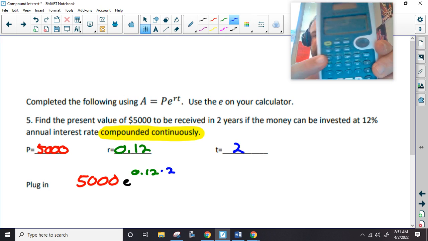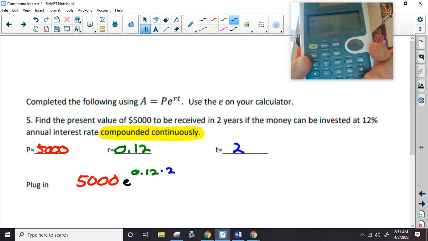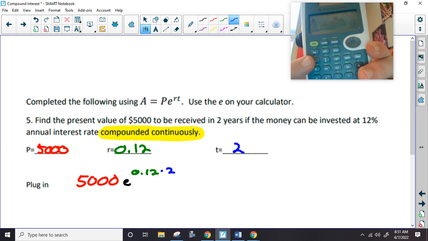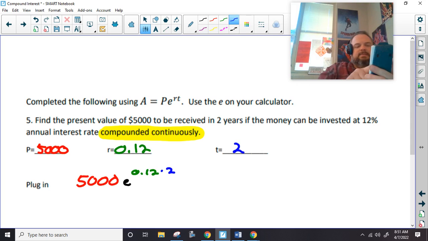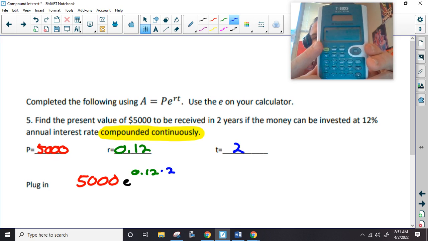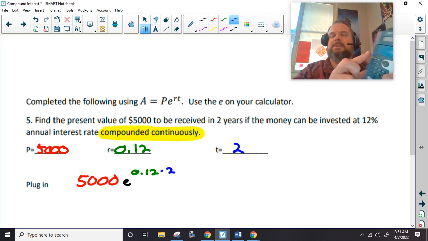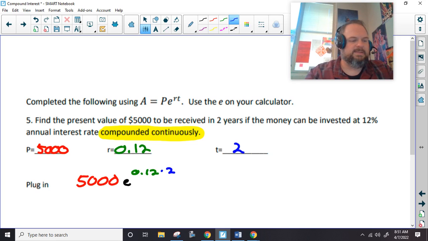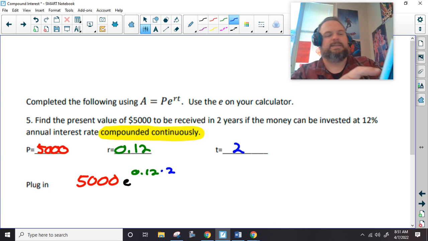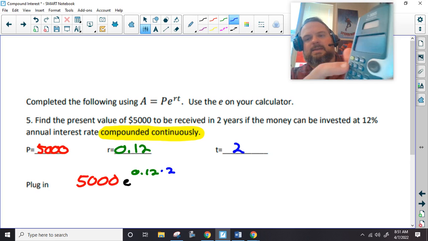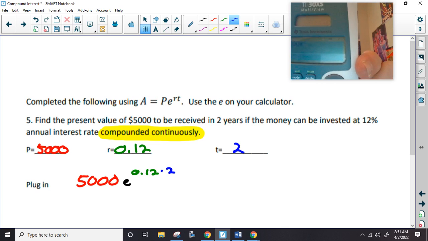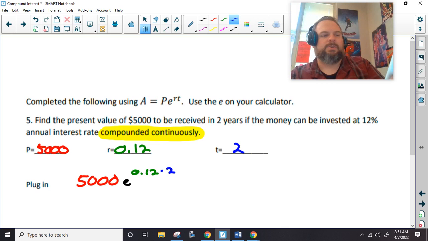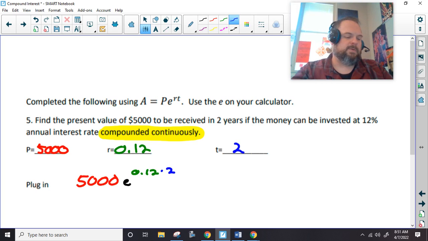So the E button on these things is you actually have to hit the second button and then the LN. Have you ever noticed that on a lot of these keys, they have stuff written above them in a different color? Yeah, that's usually you have to access those by hitting the second button to get there. So 5,000, second, and then the LN button. Okay. I want to do a parenthesis, 0.12 times 2.